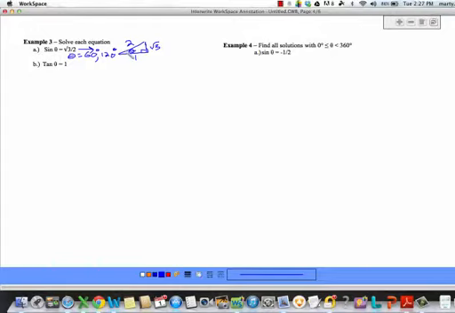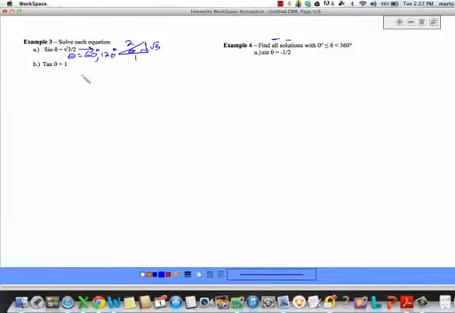You got to be careful for when they ask you these questions. Notice this one over here says find all solutions where the angle is between 0 and 360. They didn't really specify here. 60 is probably acceptable, but 120 would also work as well.